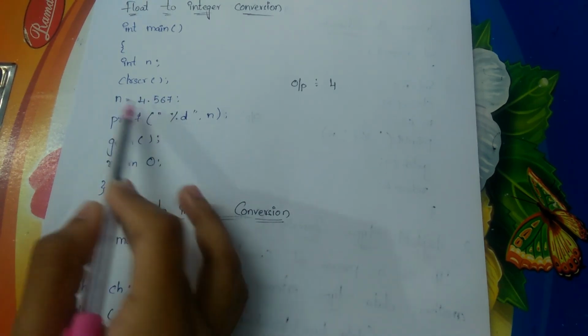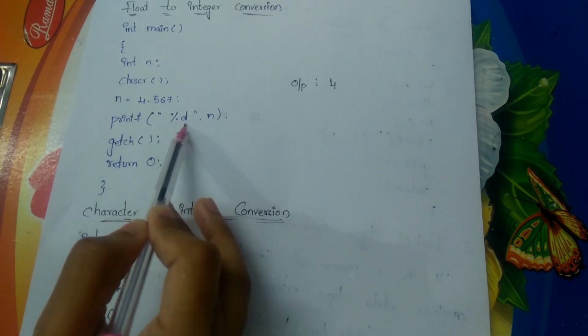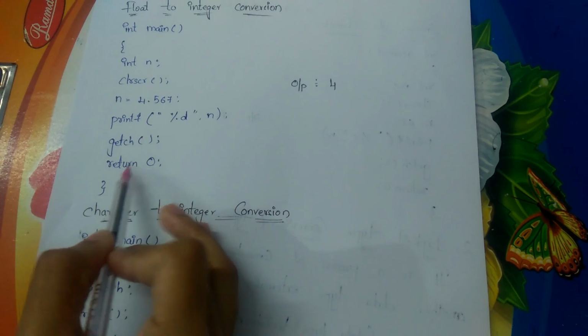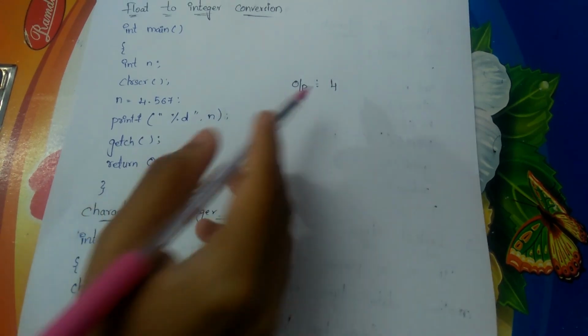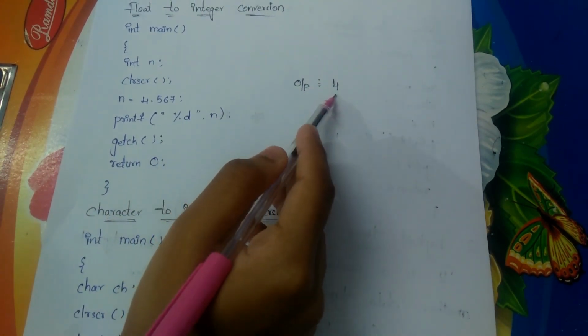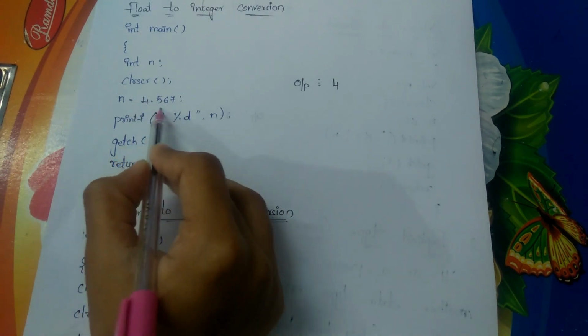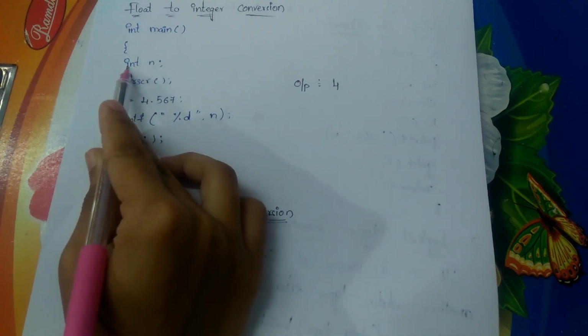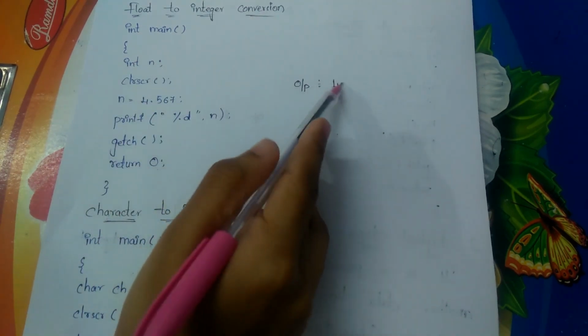Now when I print the value of n with the %d format specification, and then after getch and return 0. So when I use this, in output I will get it as 4, because though we gave the floating point value to the variable n, this n is declared as the integer. So that's why it takes only the integer value.